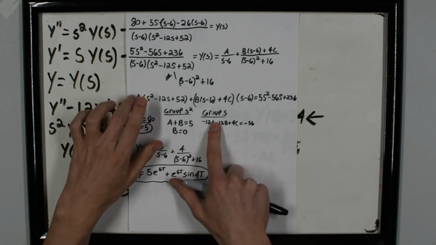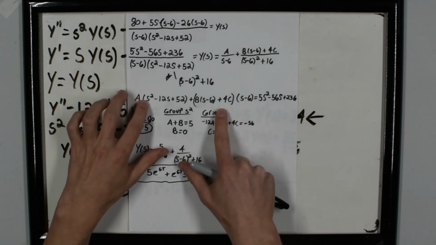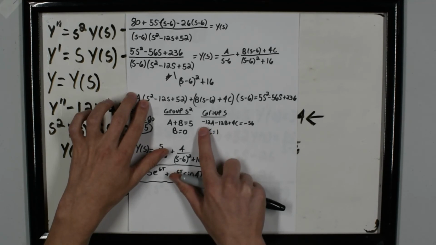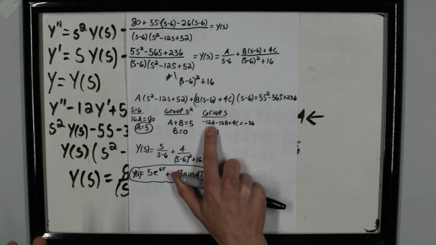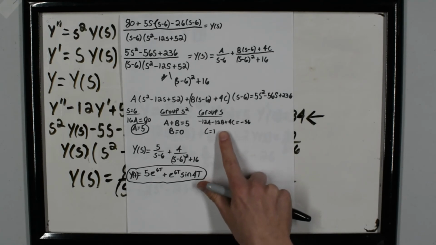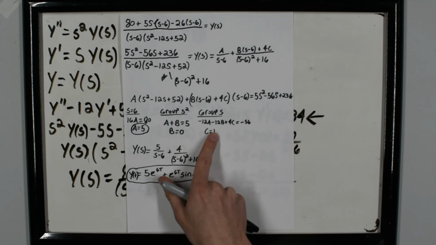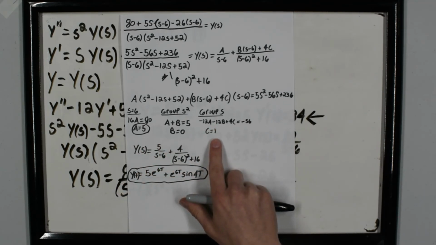And when we group the s terms, so we distribute this term to all this, we find that we are left with negative 12Bs plus 4Cs minus 12As. Of course, we just disregard the s's, standard partial fraction procedure. We find that this is all equal to negative 56, and when we plug in B equals 0 and A equals 5, we're left with C equals 1.